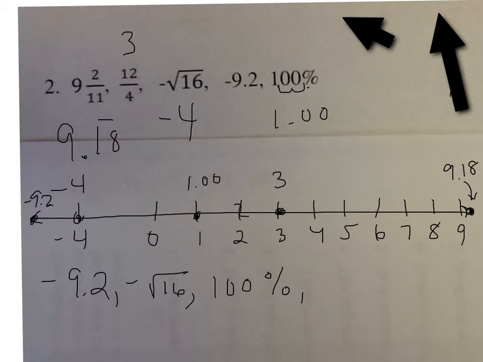Then the next number I come to is 3, which was 12/4 in the original form. And then the last number on my number line is 9 and 0.18 repeating, which was 9 and 2/11. So now your numbers are listed in ascending order from least to greatest.